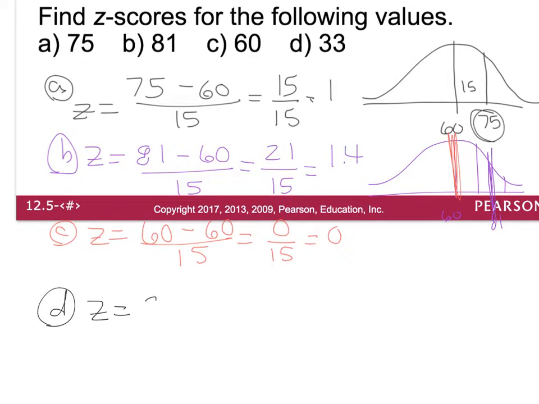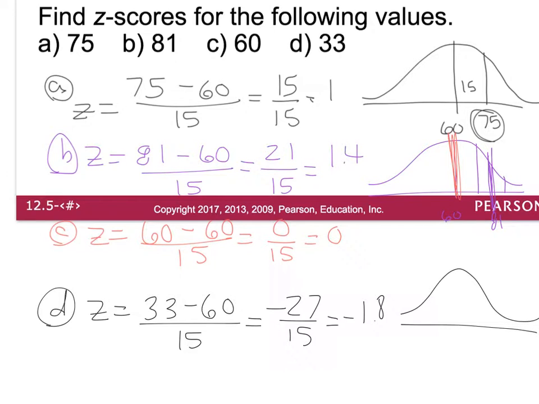My data point is 33. My mean is 60. My standard deviation is 15. That's going to give me a negative 27 over 15, which is negative 1.8. All it means that you're negative is that you are below the average. So you're down here somewhere near negative 1.8 standard deviations away.